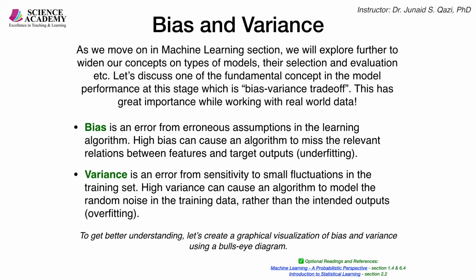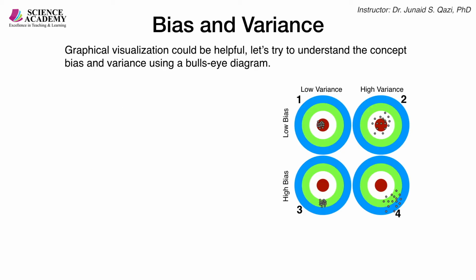Graphical visualizations are always helpful. Let's try to understand the concept of bias and variance with some graphical visualization using a bull's eye diagram. In the given diagram, on our right side, on boards 2 and 4, we can see the data points are scattered, so they do have high variance. On the left side, the data points are all together, so they do have low variance.